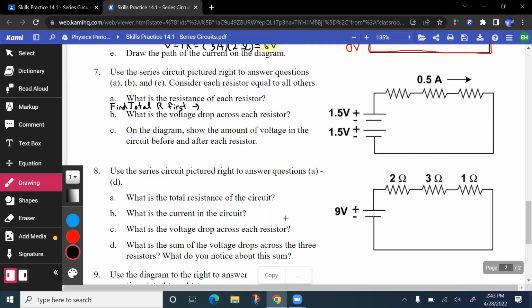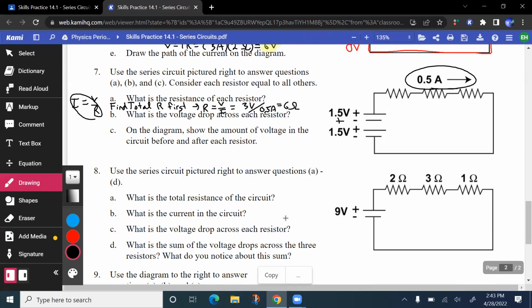Now you can do that using Ohm's law. Remember how Ohm's law is I equals V over R. Well, let's swap those two, and total resistance is now V over I. Okay, well, the total voltage is 3 volts divided by the current of 0.5 amps. Well, that would be 6 total ohms.